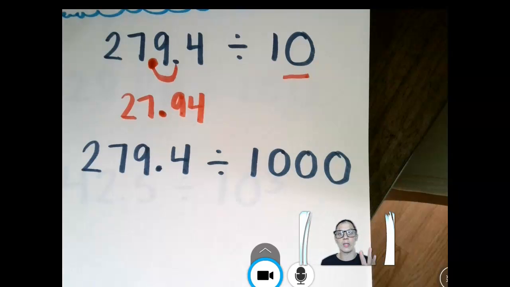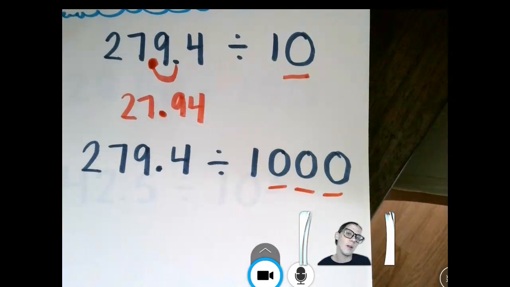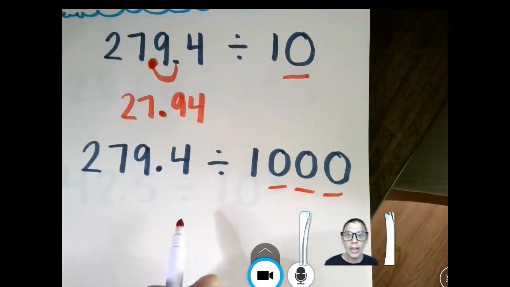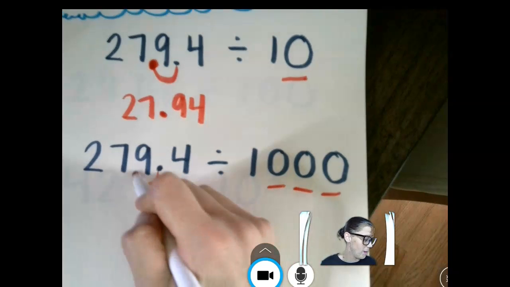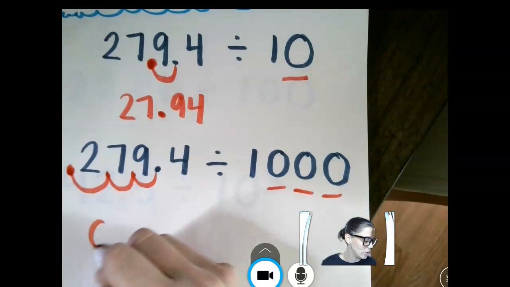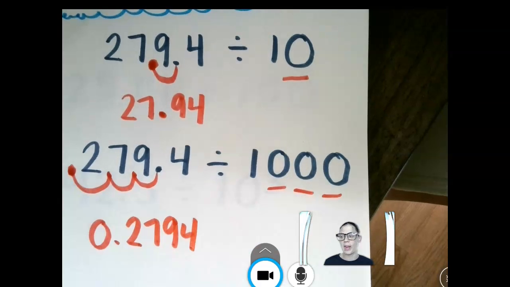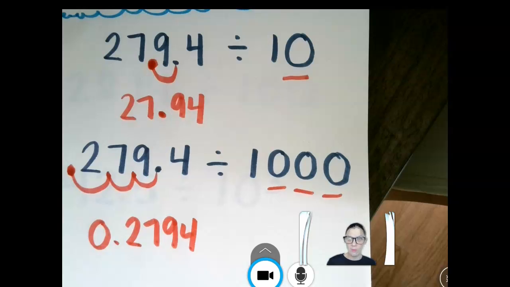Now, if I was dividing 279 and 4/10 by 1,000, this time I notice there are 3 zeros that I'm dealing with. So I've got 1, 2, 3. If I'm dividing that number by 1,000, I would need to move my decimal to the left 3 times. So I'm going to go 1, 2, 3. My decimal will actually be before my digits even start. So my answer would be, oh my gosh, 2,794 10,000ths. That would be my answer. That's crazy. That's even a decimal that we weren't even dealing with when we were learning about place value.